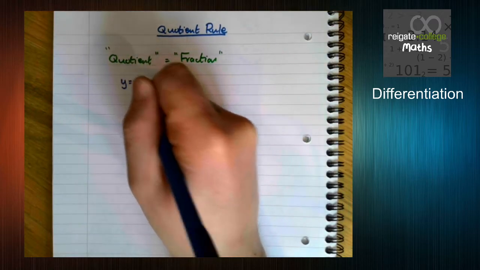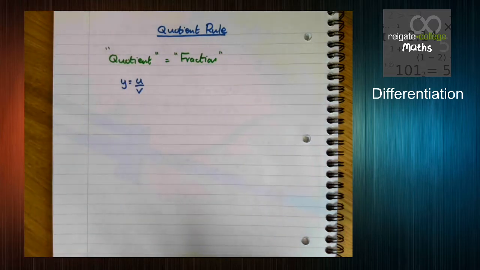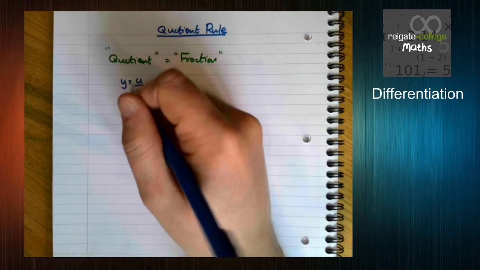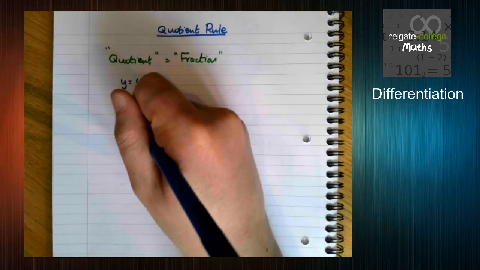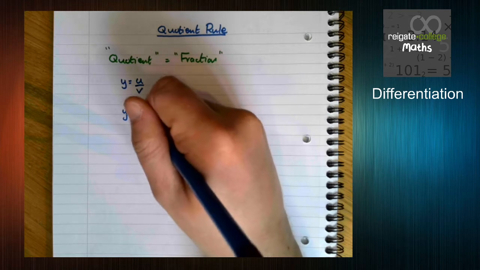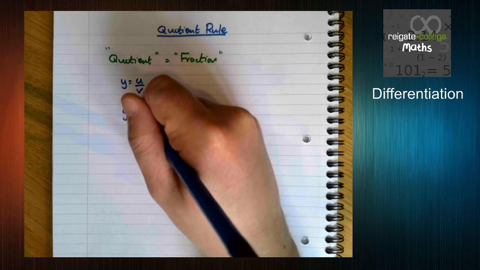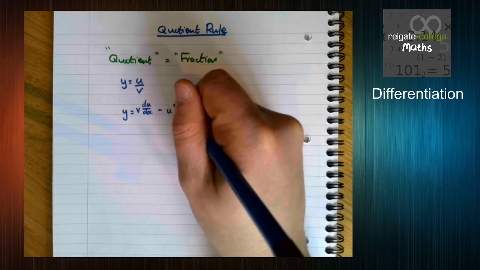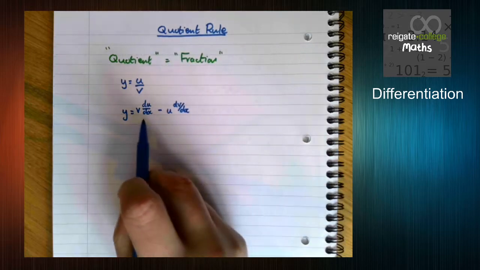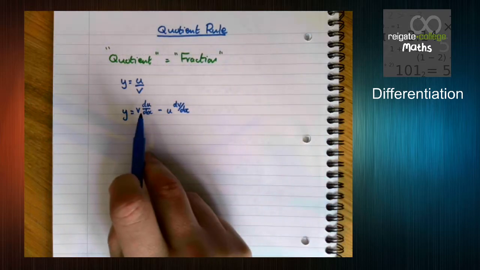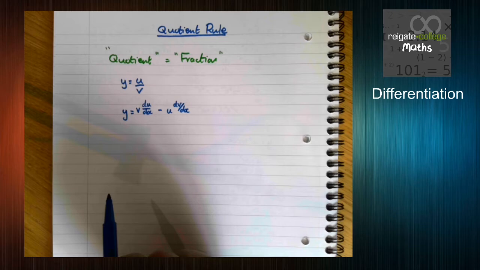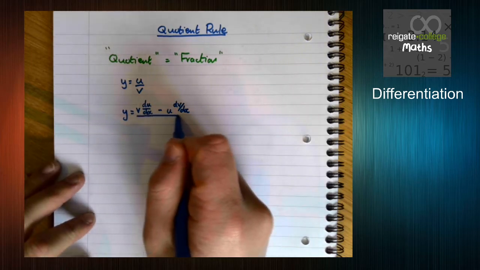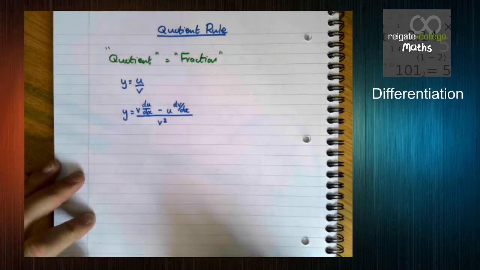So if we use our u v notation that we used in the previous video for the product rule, the quotient rule ends up looking like this. So we get the derivative of u times v minus u times the derivative of v. So notice how this is the other way round from the product rule and there's a minus in the middle, over v squared.